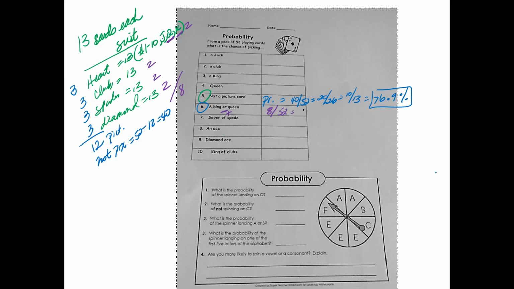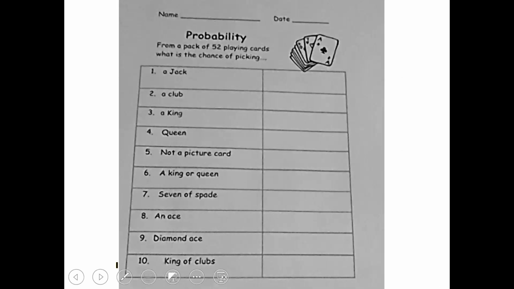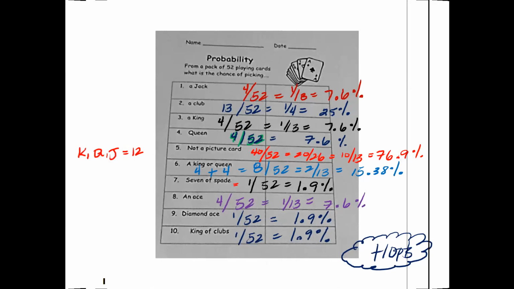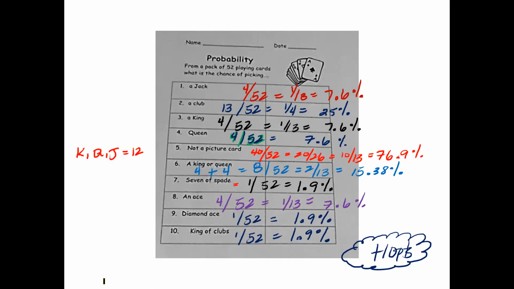And if you reduce that by 2, you'll get 4 over 26, or 2 out of 13, which if you go ahead and divide that, it is going to be 15.38%. Now I would like you guys to go ahead and do the rest of the ones that I'm highlighting that we have not completed, and go ahead and complete it. Pause the video. Here are the answers if you'd like to check them.